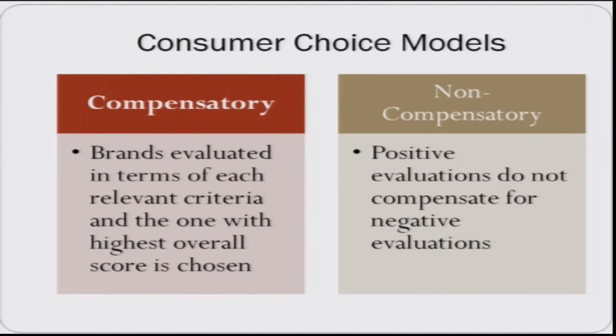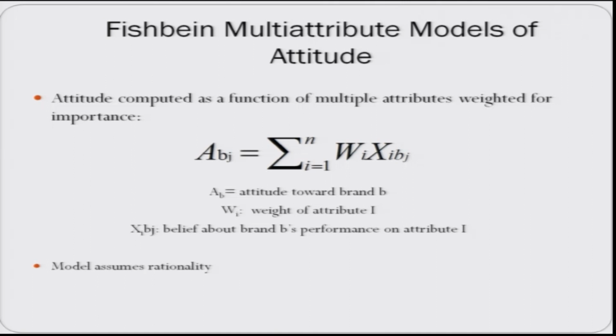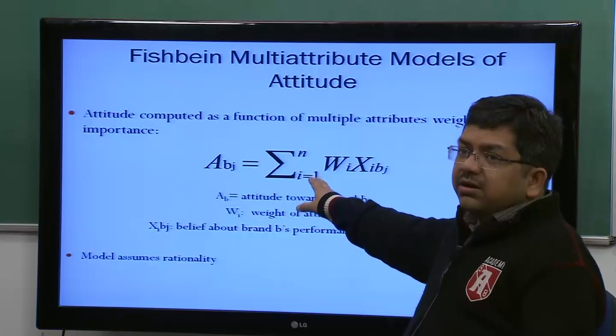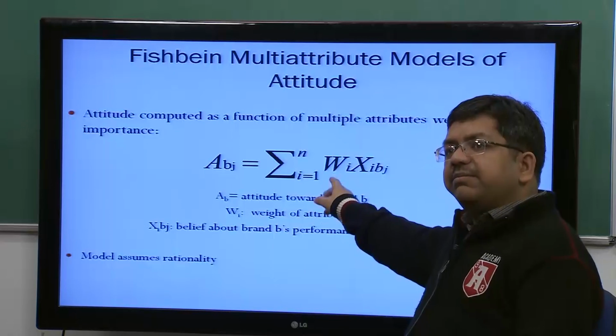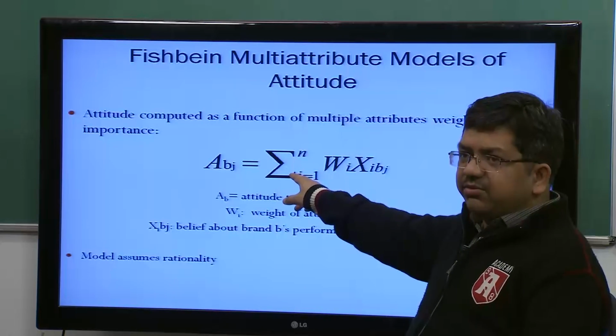So, I started talking about the compensatory model, where the consumer's evaluation of a particular brand is the sum of the importance rating of a particular attribute and how that brand fares on that important attribute in the consumer's perception. So, the overall attitude towards a brand is a summation of the important attributes multiplied by the rating of the brand on that attribute.